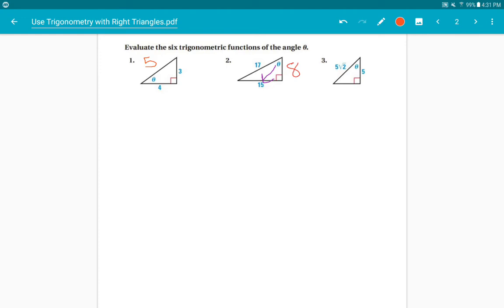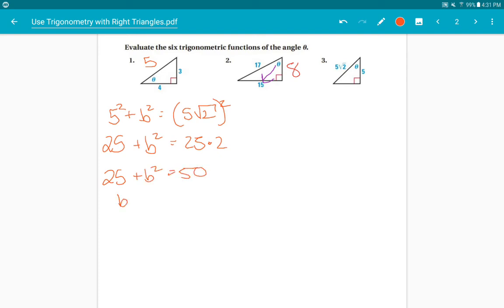Okay, so the third side here, again, we're missing a leg. Now, we're going to have 5 squared plus b squared is equal to 5 radical 2 squared. So that's 25 plus b squared is equal to, now here when you square an irrational expression like this, you're going to square the coefficient, so that's 25, and then radical 2 to the second power is just 2, so we get 25 times 2. So that's going to give me 25 plus b squared is equal to 50, b squared is equal to 25, b is equal to 5. Okay, so that third side there is 5.